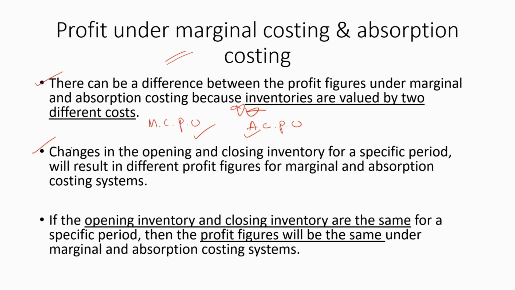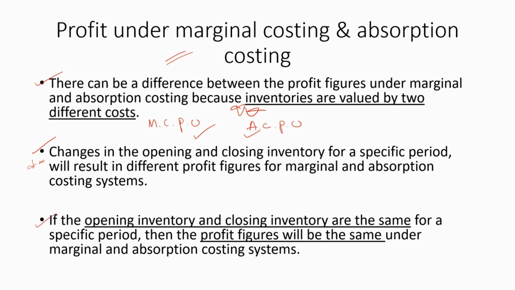Changes in the opening and closing inventory for a specific period will result in different profit figures for marginal and absorption costing. Because of the different valuation for inventory, changes in the opening and closing inventory will lead to a difference in the profit figures. We will discuss this point in greater detail because this is the main reason why the profit figures are different.